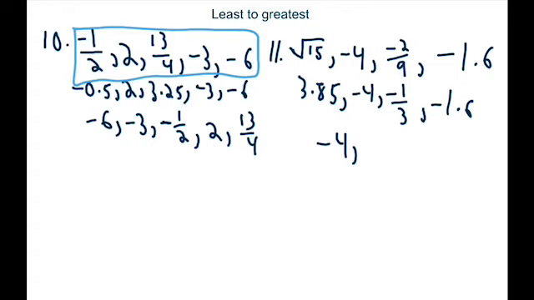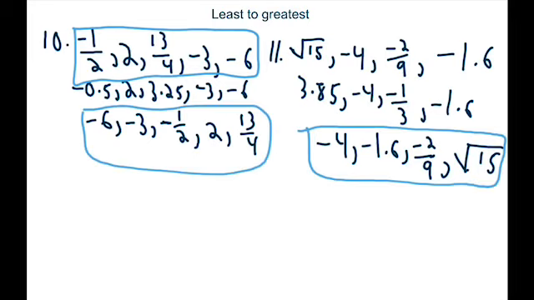Next would be negative 1.6. Then negative 2/9. And then last but not least, square root of 15. These would be your answers for 10 and 11.